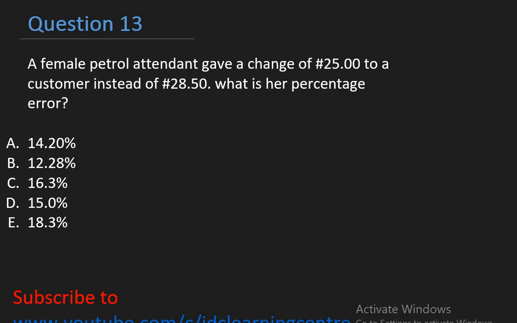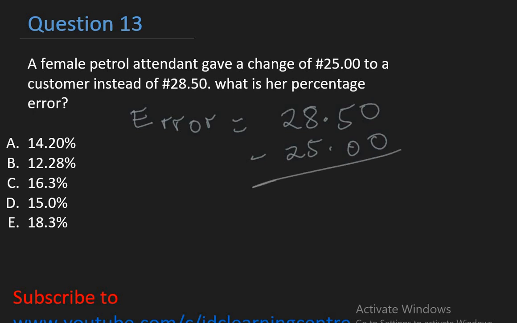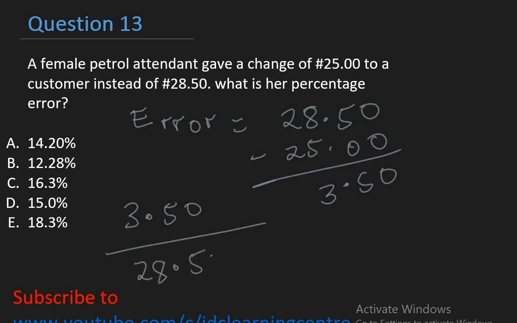A female petrol attendant gave a change of 25 naira to a customer instead of 28.50. What was her percentage error? We need to find out what the error is first. The error is 28.50 minus 25.00, which is 3.50. So the percentage error will be 3.50 over the original amount, which is 28.50, times 100%.